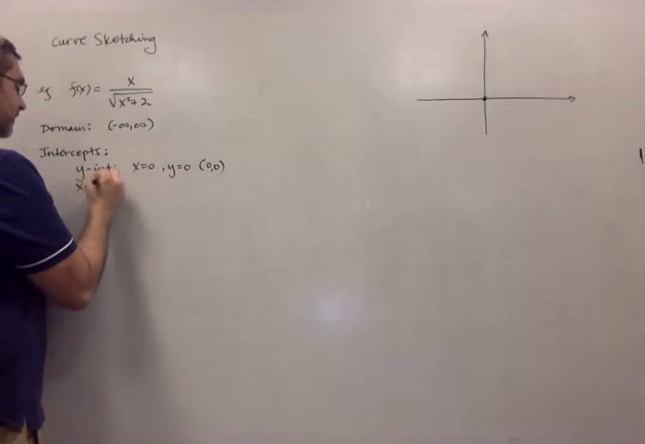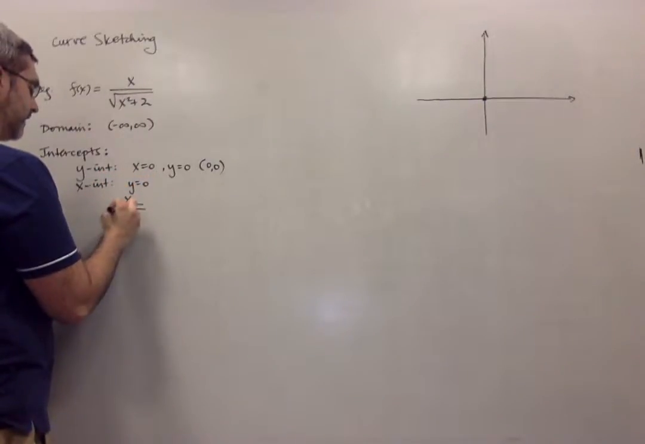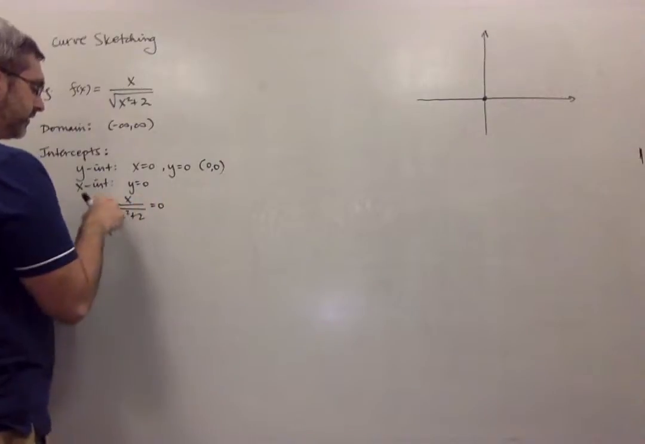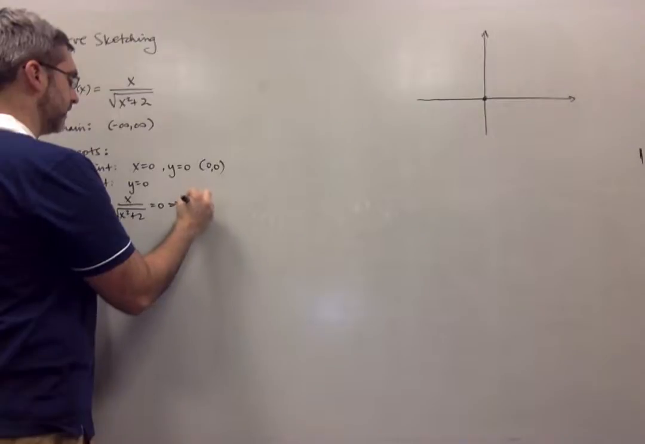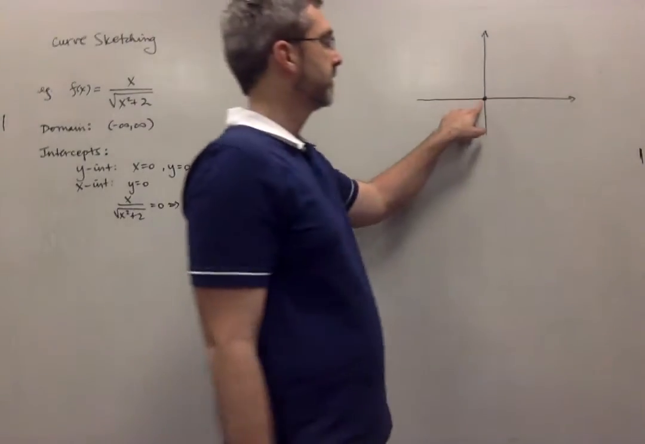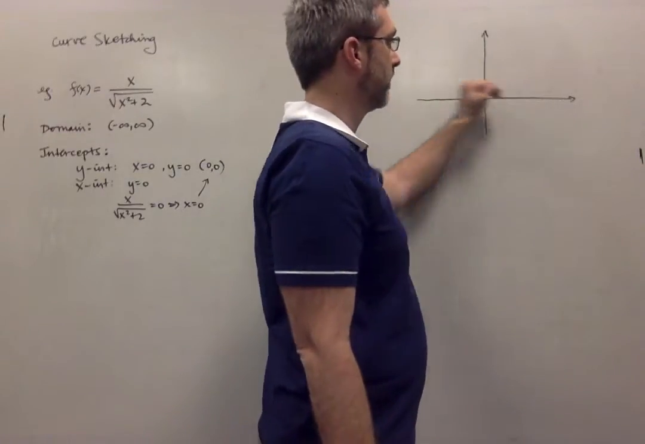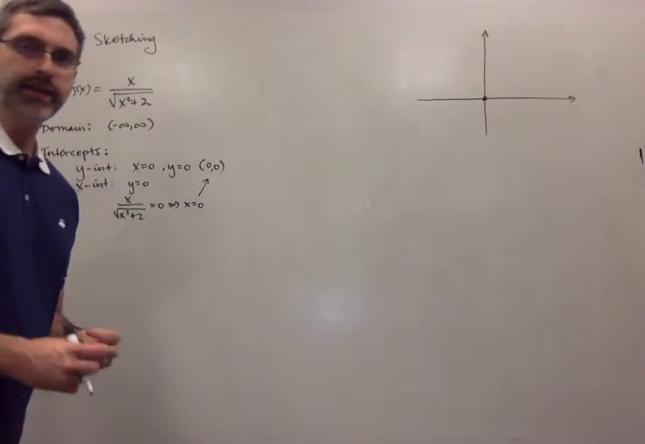And for x-intercepts, we set y equal to 0. So we need the fraction equal to 0. And kind of like we've seen before, a fraction only equals 0 if the top is 0. So that means x equals 0, and we're back to (0, 0). So that is the one point where this function will cross the x-axis and cross the y-axis. It won't cross in any other place.